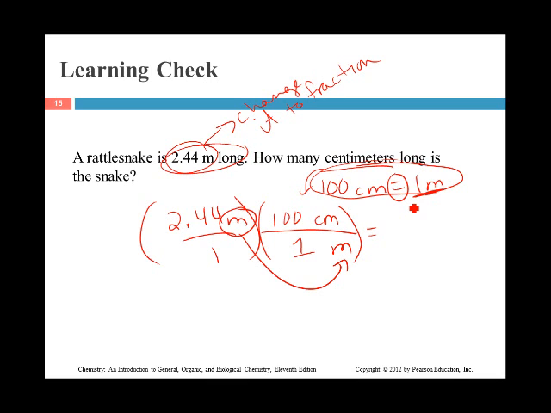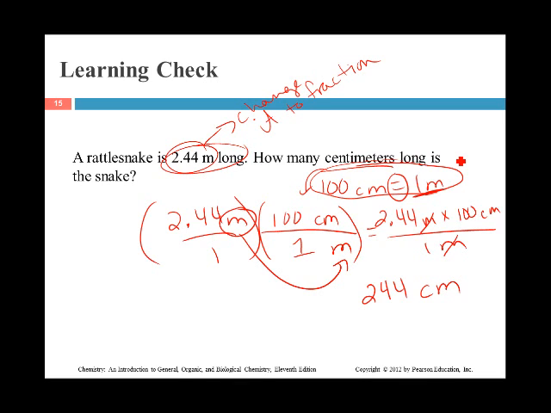So if I took the time to actually write this out, it would be 2.44 meters times 100 centimeters over 1 meter. Notice 1 times 1. All I did was multiply across. So the meters on top and meters on bottom cancel out, because meters divided by meters is 1. So we don't have to worry about that anymore. So it'd be 2.44 times 100, which comes out to be 244.